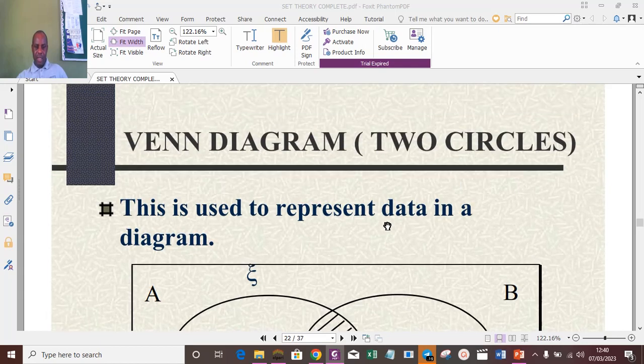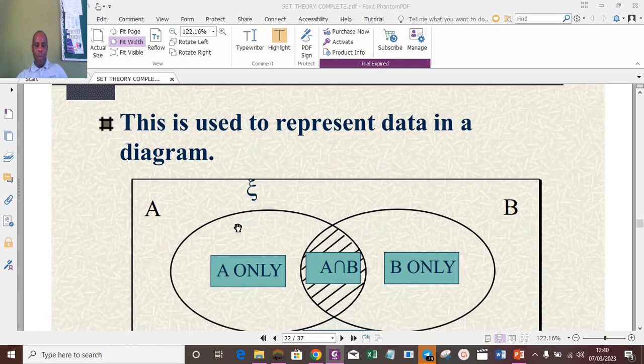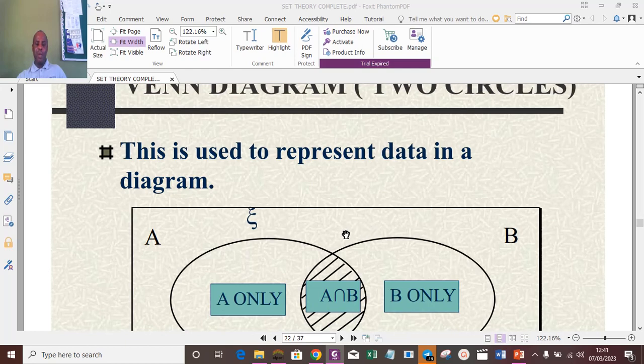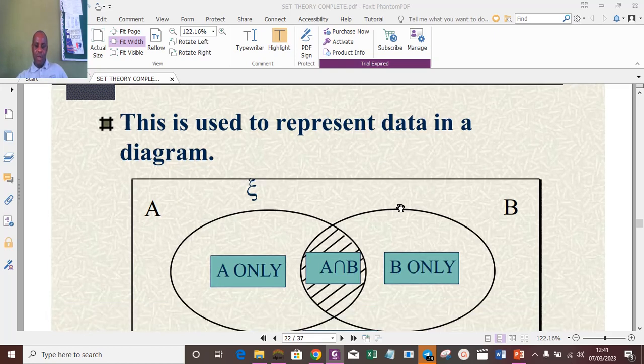Look at this. I'm going to explain this one after the other patiently so that you can go through. This is used to represent data in a diagram. I mean, Venn diagram. Venn is the name of an individual, a French mathematician. He was the one who used his diagram to represent data in the form of sets. So that's what we are talking about here.